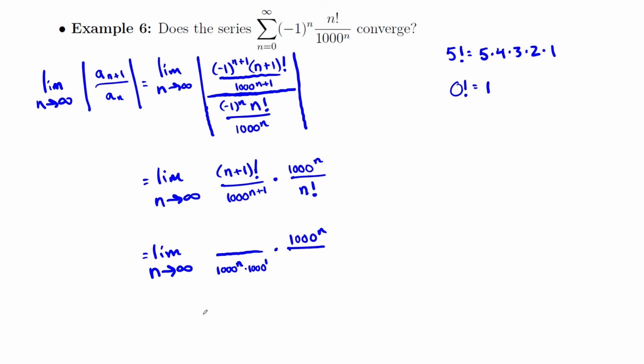And that's really nice because the 1,000 to the n completely goes away. All right, so that's good. Now how about the factorial? So over on the side here, let's kind of work this out.